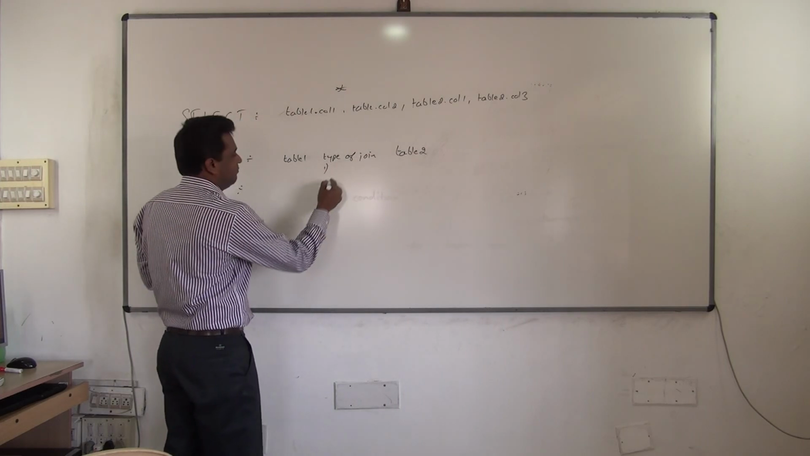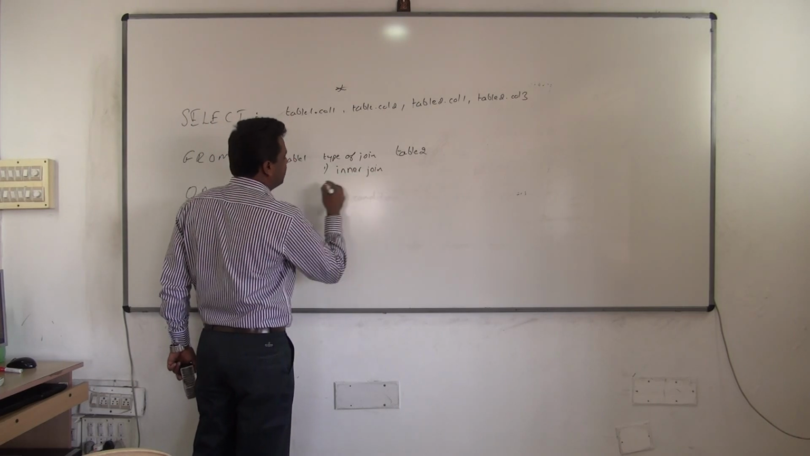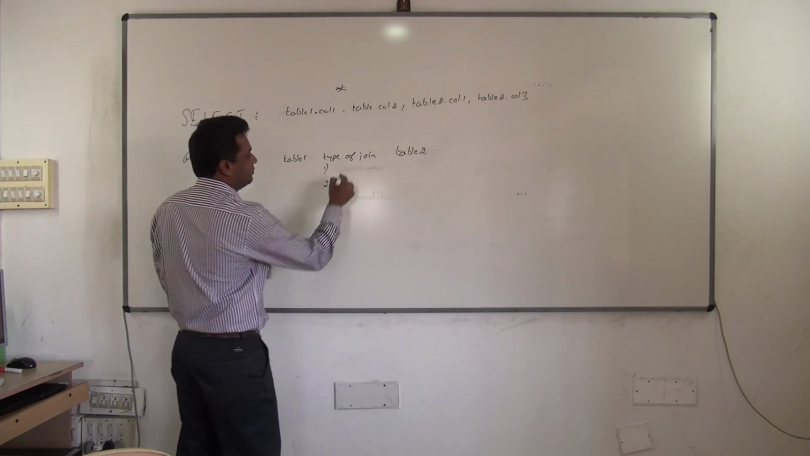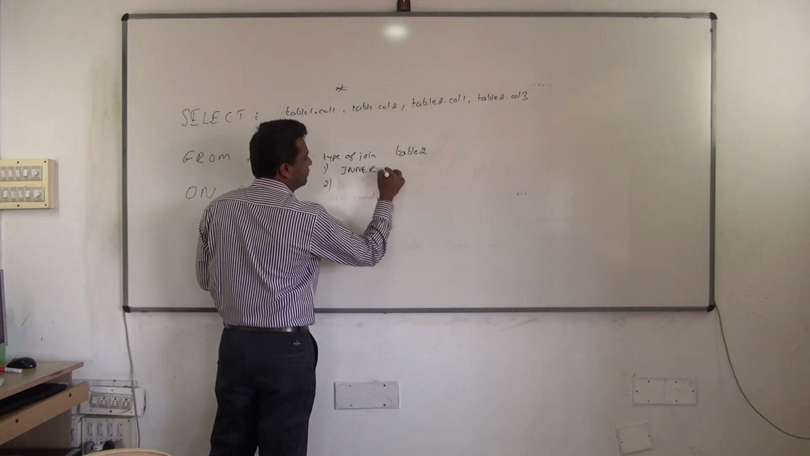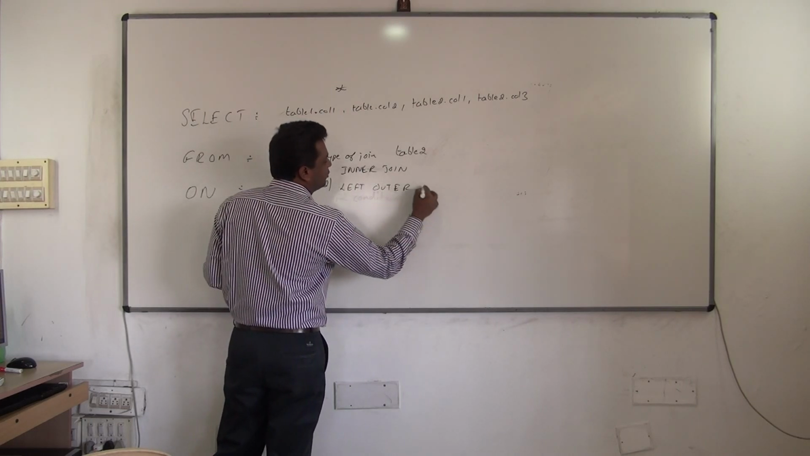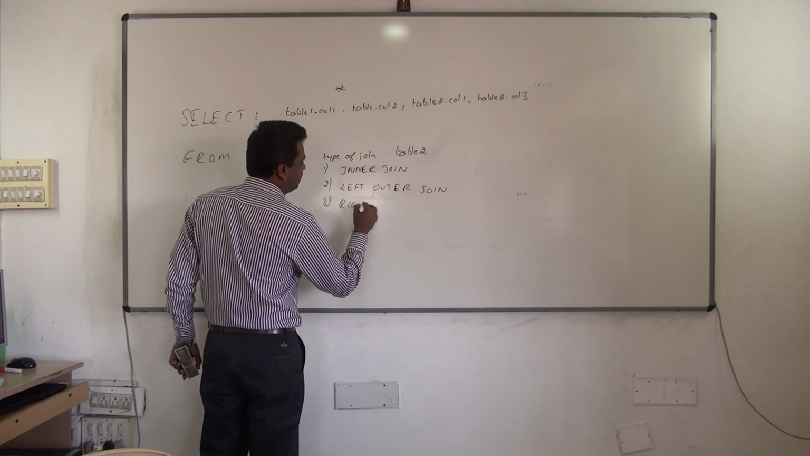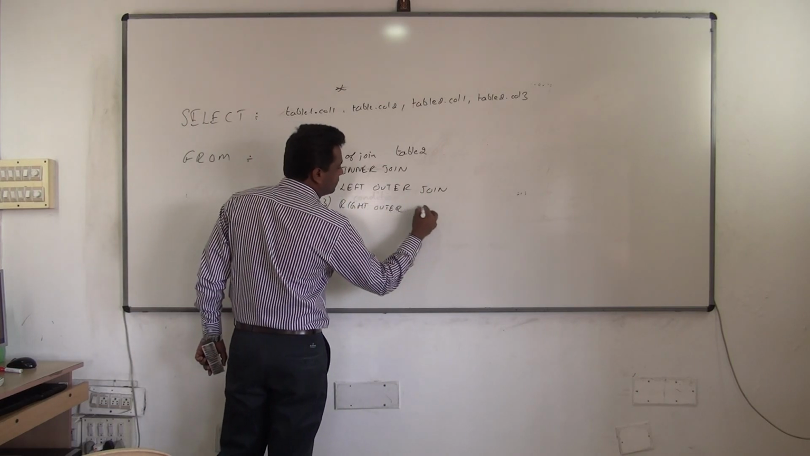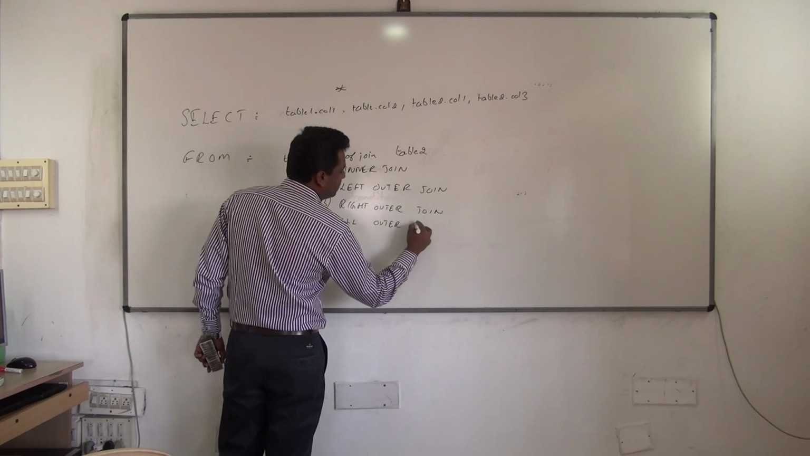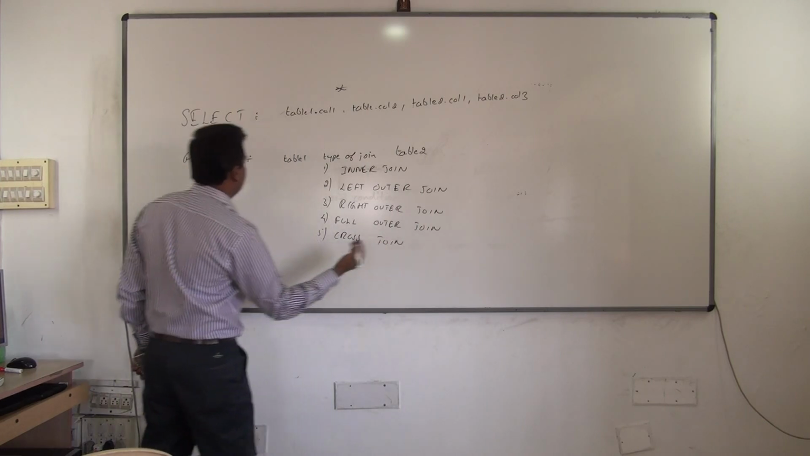Example would be what? First one would be something like inner join. What type of join you want? Then left outer join. You specify what type of a join you want here. That's it. Third would be a right outer join. Fourth would be full outer join. We have something called a cross join. Like this, what join you want, you'll go on telling.